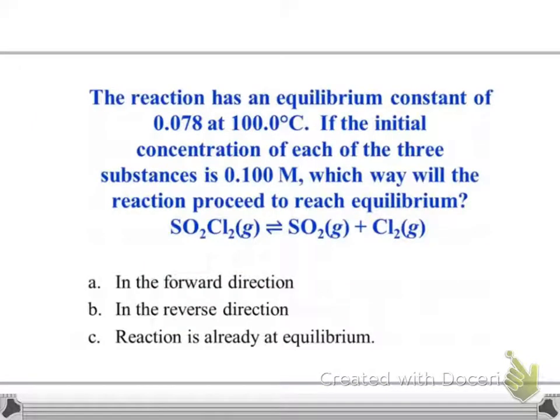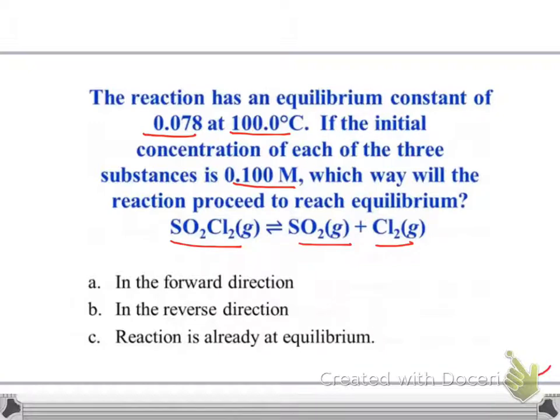Alright, so let's take a look at an example. We have a reaction that has an equilibrium constant of 0.078 at 100 degrees C. If the initial concentration of each of the 3 substances, this, and this, are all 0.1 molar, which way will the reaction proceed to reach equilibrium? So go ahead and try to answer that and then come back.